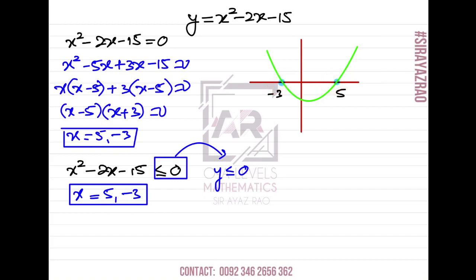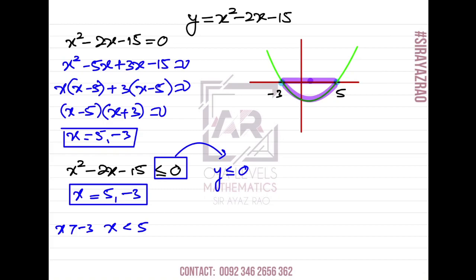Now what is the value of x when y is less than or equal to 0? Y is less than or equal to 0 at this portion. So what are the x values? Sir, x is less than 5 and greater than minus 3. So I'm going to write x less than 5 and greater than minus 3: x is less than the larger value, greater than the smaller value.